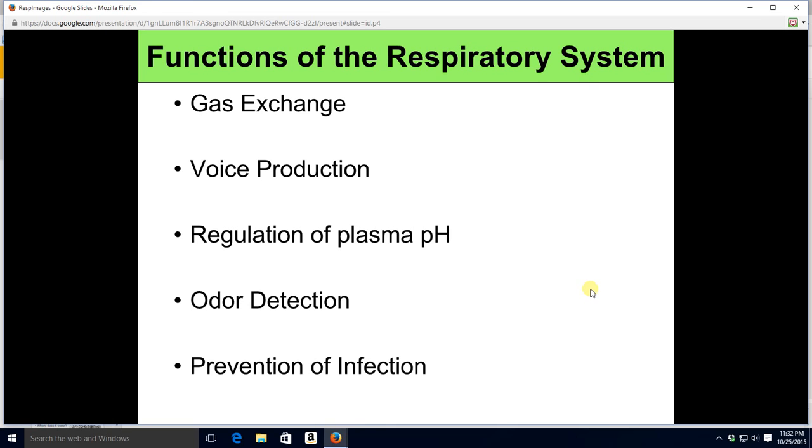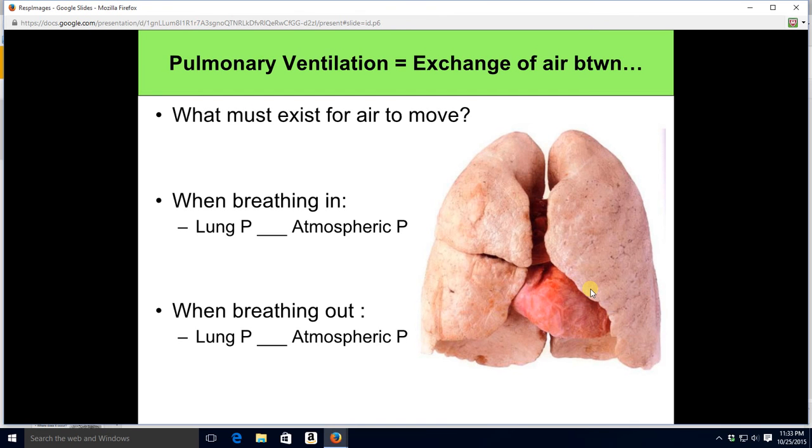So, odor detection, that's number four. It's your ability to smell smells. You can smell about 1 trillion smells, and that's your respiratory system doing that. And last but not least, because the respiratory system is open to the environment, preventing infection has gotta be one of its jobs. Okay, let's keep going.